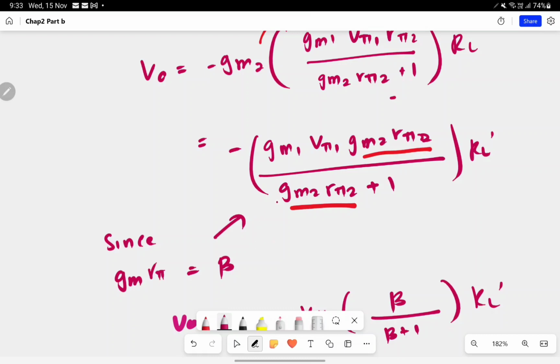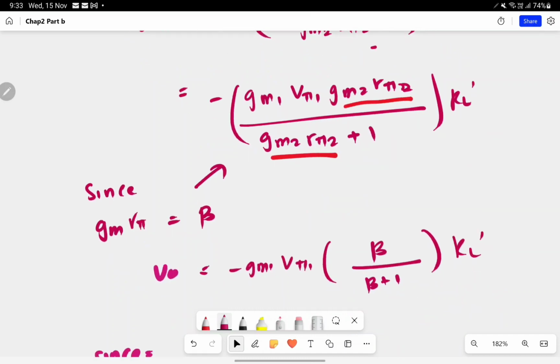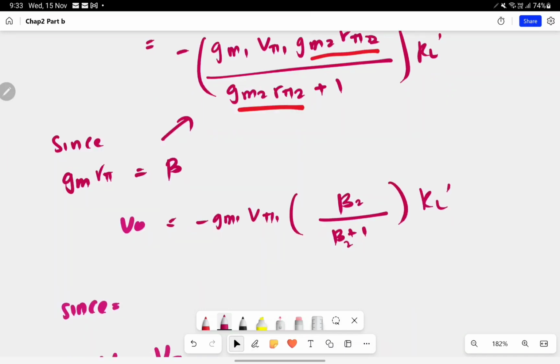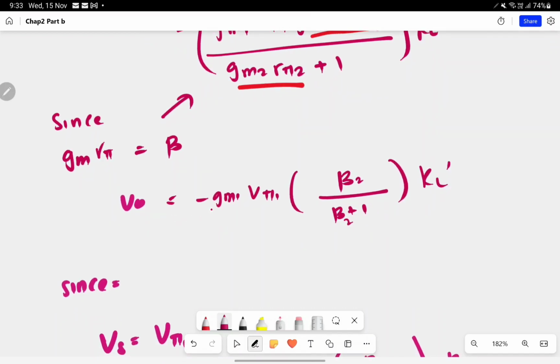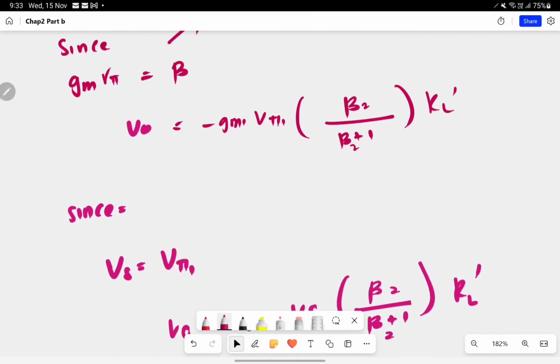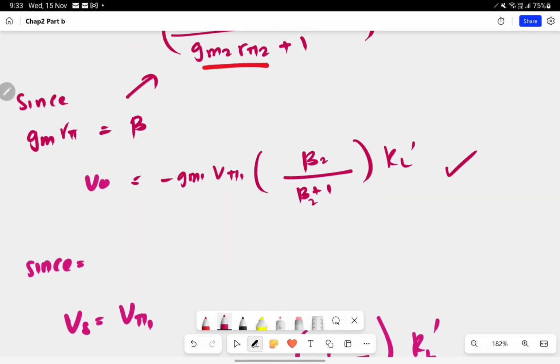So we can replace the gm2 rπ2 into the beta. Because gm2 rπ2 becomes beta 2, we get a new equation for Vout. Vout equals minus gm1 Vπ1 times (beta 2 over beta 2 plus 1) times VRL prime. Alright, we are done with the Vout equation.